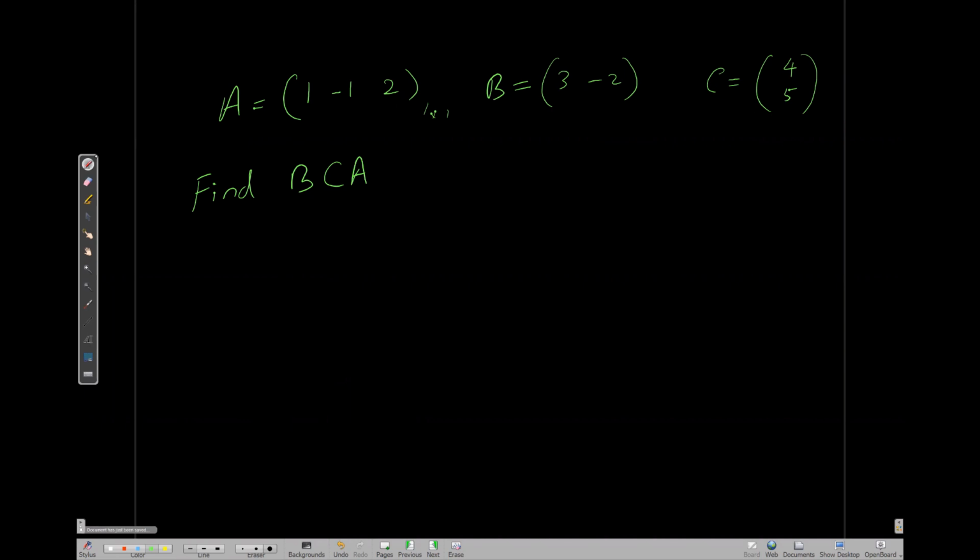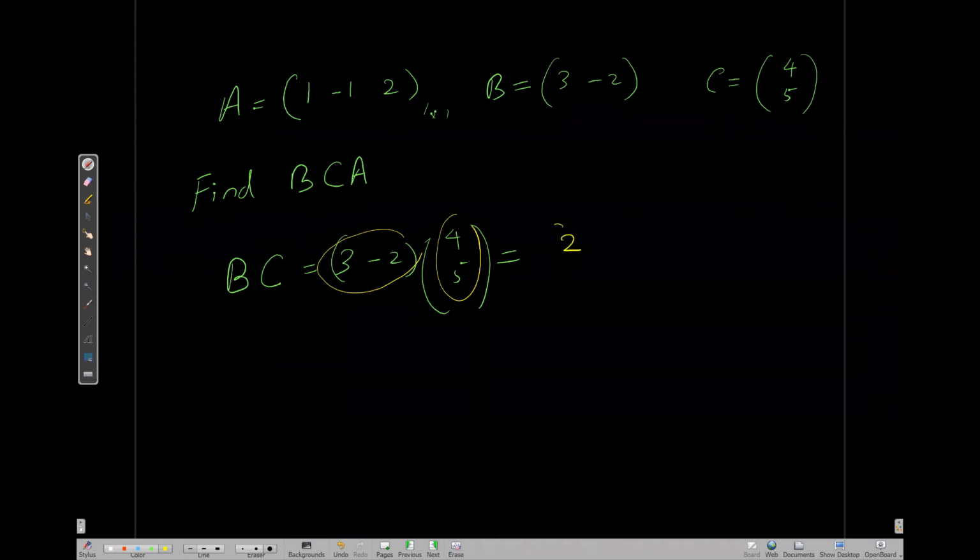Now there are two ways to do this. I would first find BC. So B is 3, negative 2. C is 4, 5. B has only one row, so this by this, and a 1 by 1 matrix is the result. So 4 into 3, 12, minus 10, so 2. BC is just this.